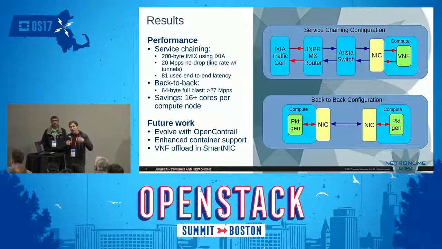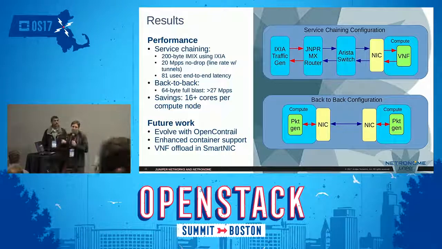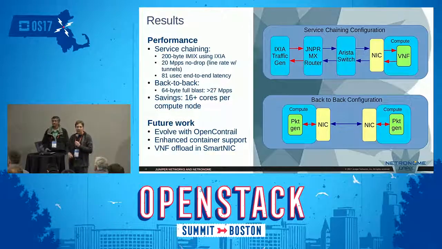So we continue to hope that we are going to evolve this system as Contrail evolves, and we're going to be improving it to enhance container support. We're also going to look at the notion of, instead of delivering these packets through VNFs, maybe we can offload the VNFs as well to the SmartNIC and make the system even faster for VNF use cases. So, thank you very much.